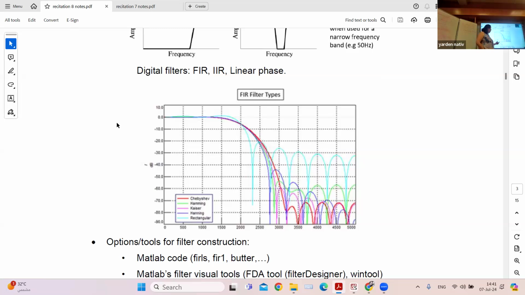This is an example of filters that want to make a cut at the same frequency of 2500. Each one of them looks like this in the power spectrum. These are the ripples that it creates. And if, for example, we know that we don't have in our signal frequencies that are higher than 2,500, then you don't have a problem. It doesn't matter which one you use. The only difference will be how fast they work.